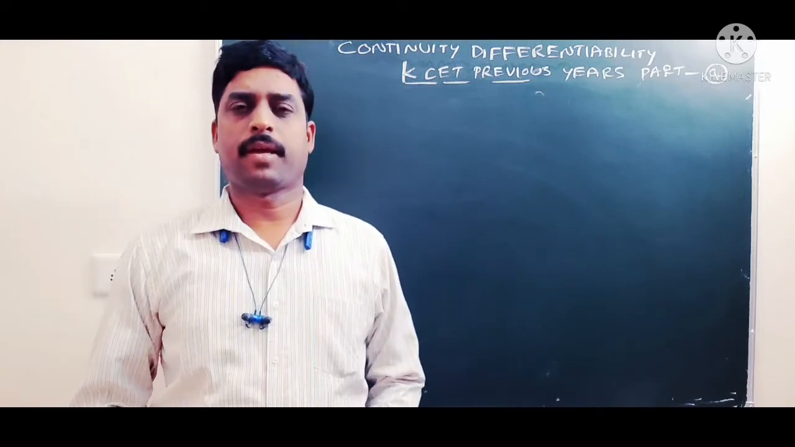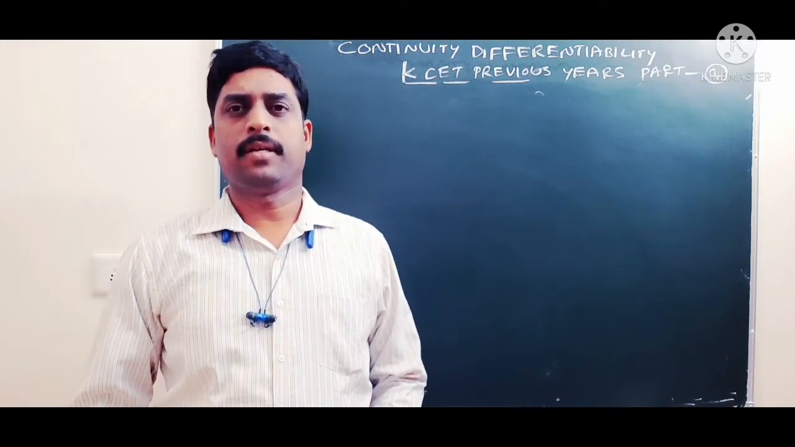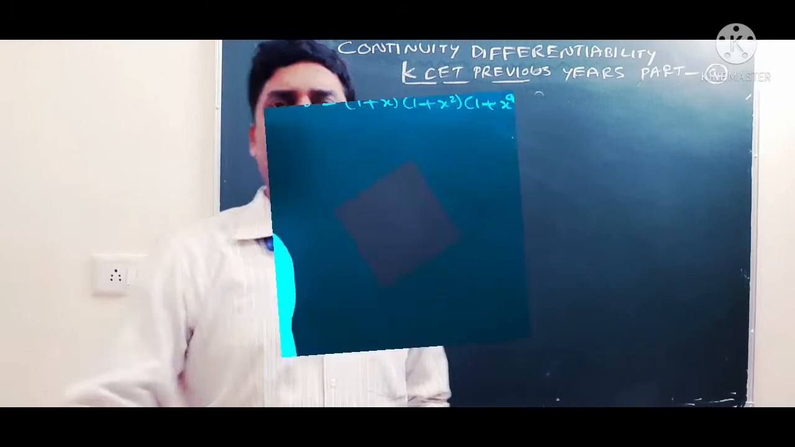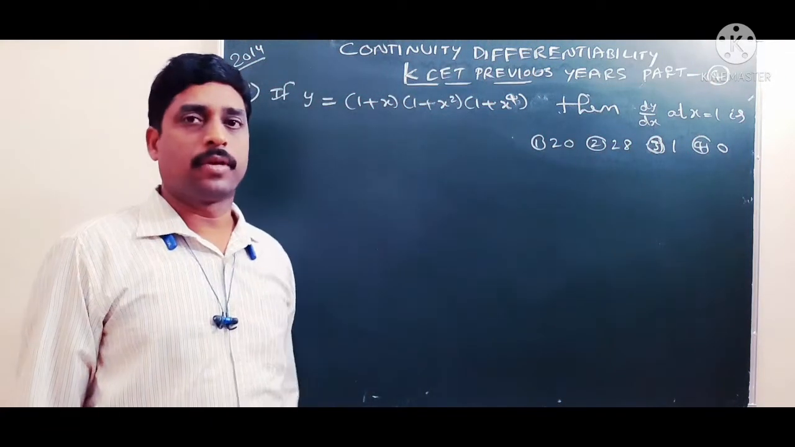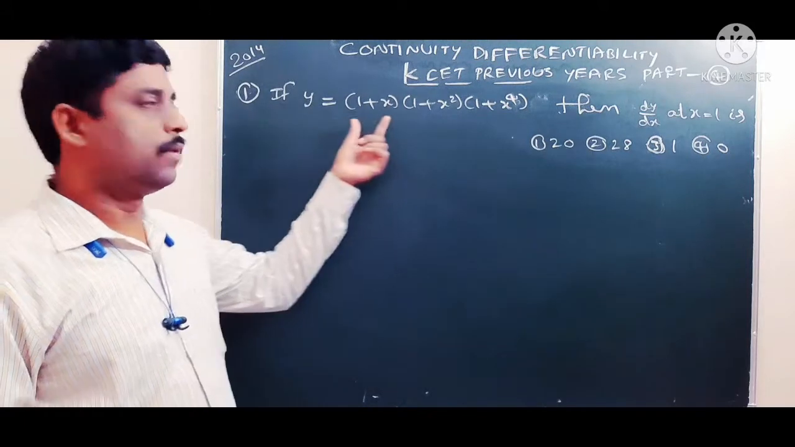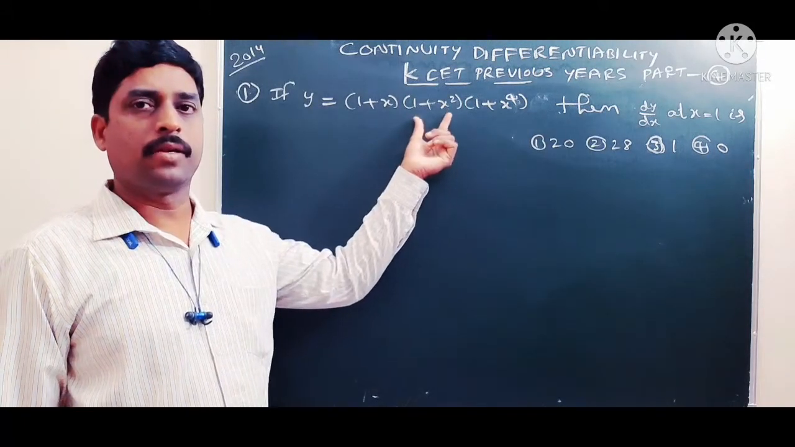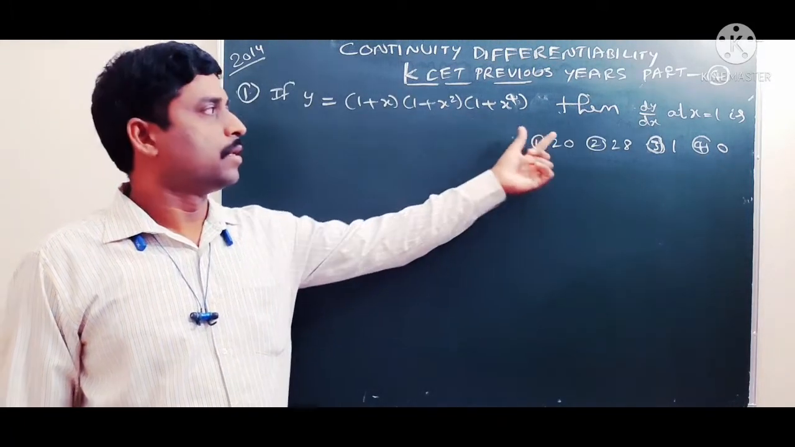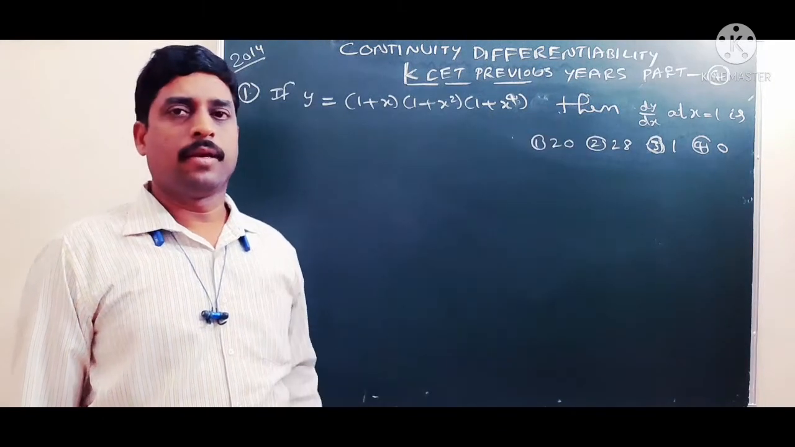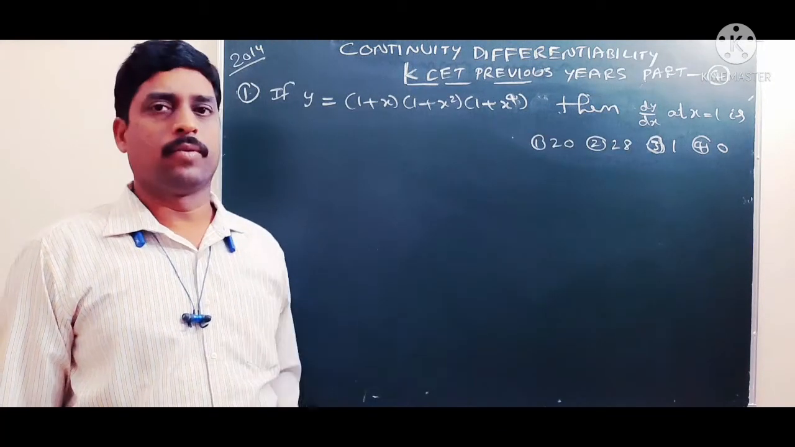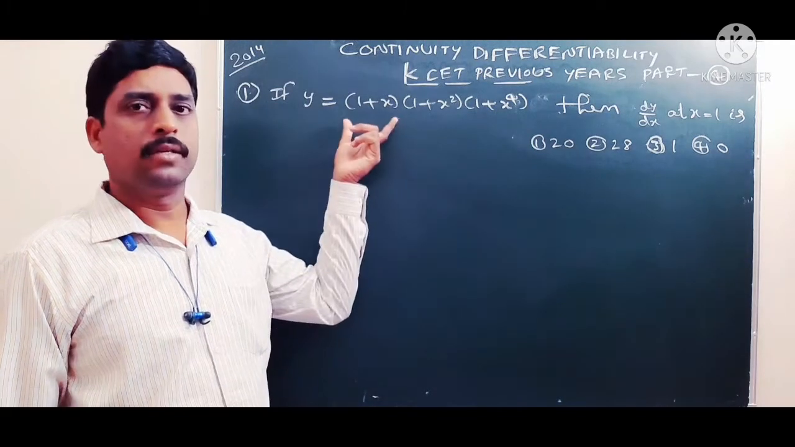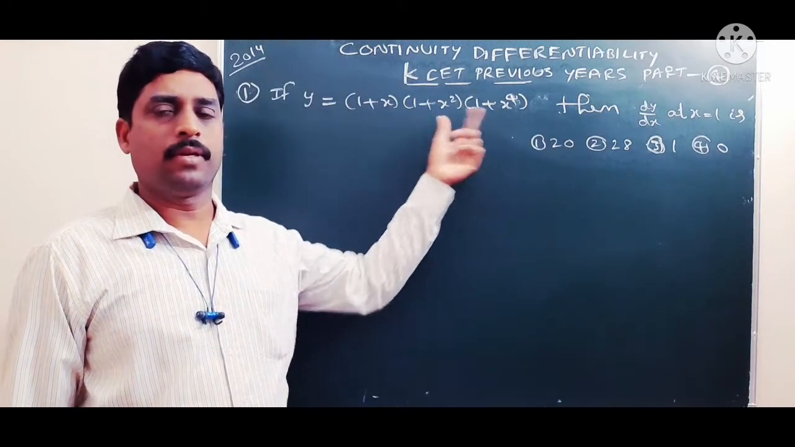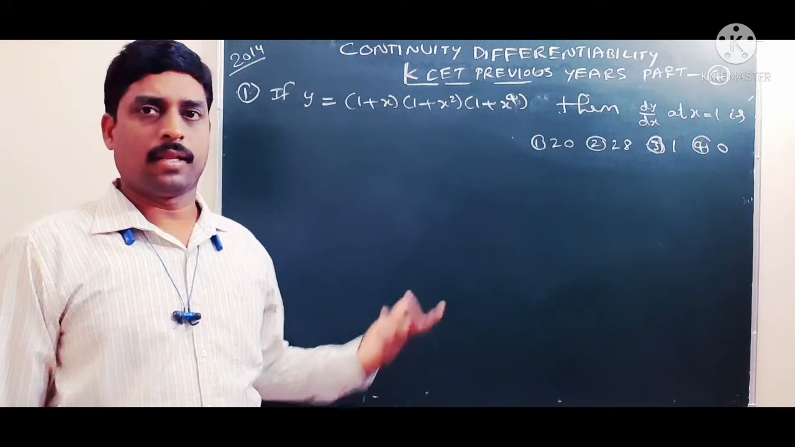Today I would like to explain continuity and differentiability with previous year questions. Now, question number 1 from 2014. y is equal to (1 plus x) into (1 plus x square) into (1 plus x to the power 4). Then we have to find dy by dx at x is equal to 1. Two types of methods are there. First method, according to the UVW formula, and second method, taking logarithm on both sides.